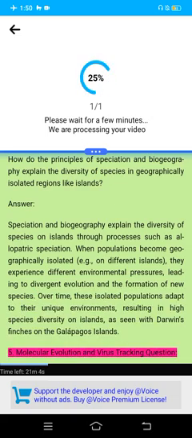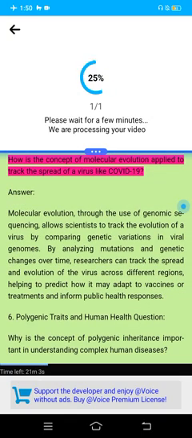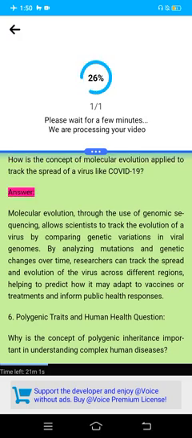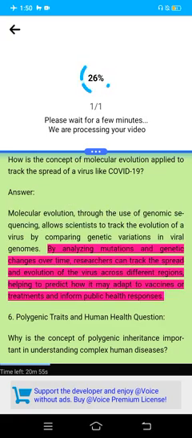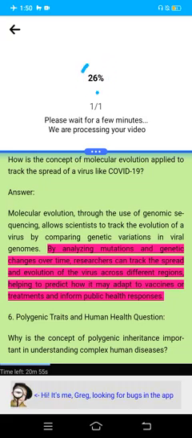5. Molecular evolution and virus tracking. Question: How is the concept of molecular evolution applied to track the spread of a virus like COVID-19? Answer. Molecular evolution, through the use of genomic sequencing, allows scientists to track the evolution of a virus by comparing genetic variations in viral genomes. By analyzing mutations and genetic changes over time, researchers can track the spread and evolution of the virus across different regions, helping to predict how it may adapt to vaccines or treatments and inform public health responses.